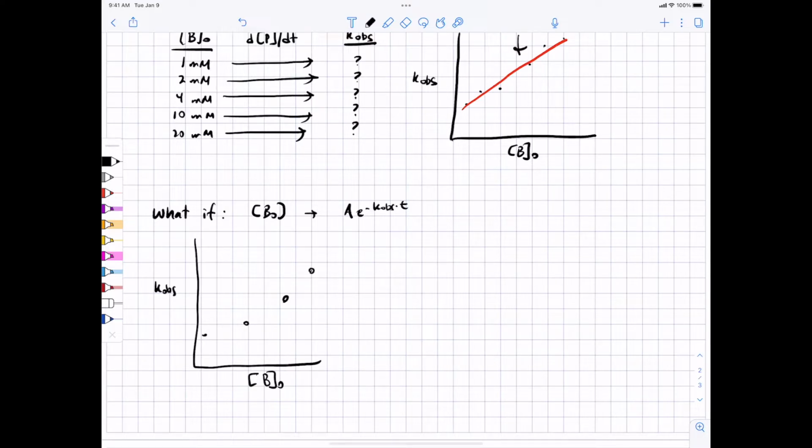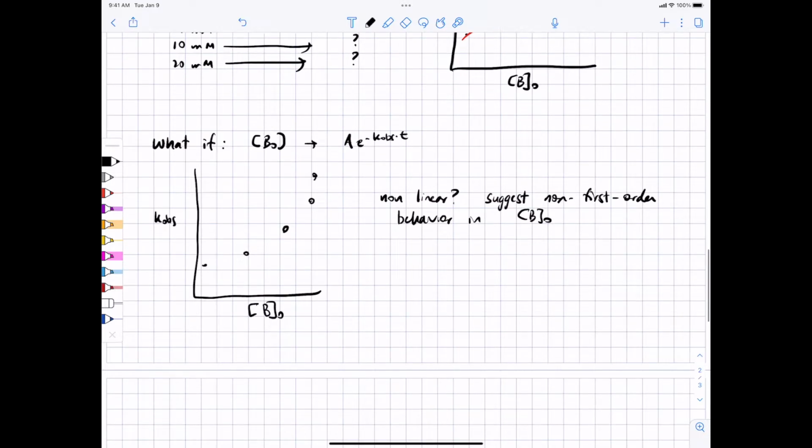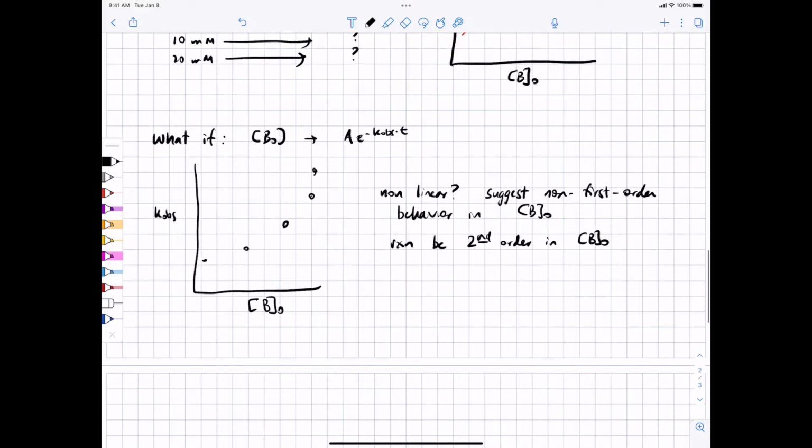And what if I see a plot that's nonlinear? This would suggest non-first order behavior in B concentration. So could the reaction be second order in B? Well, we could try by plotting k obs versus B squared, and if that were linear, that would suggest that our reaction was second order in B.